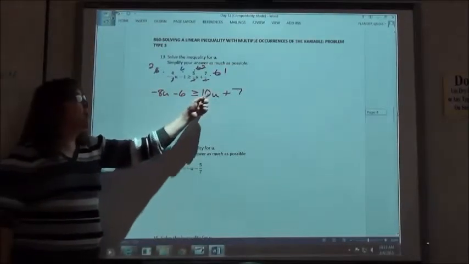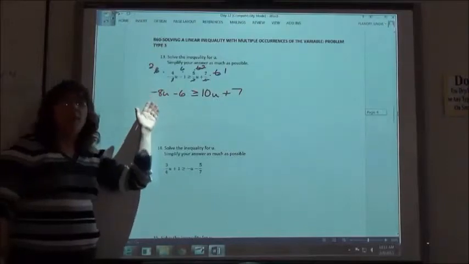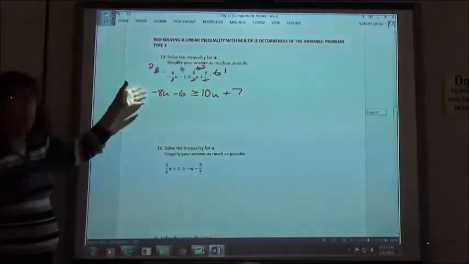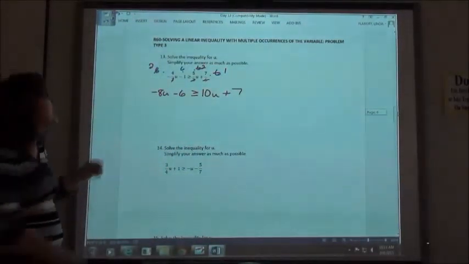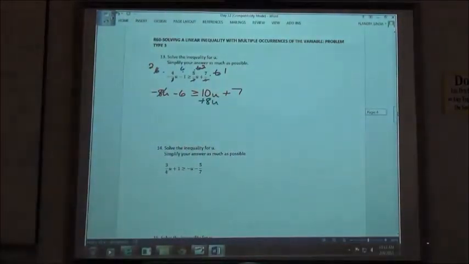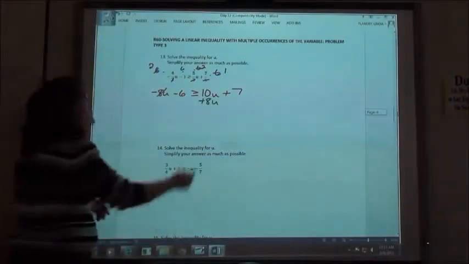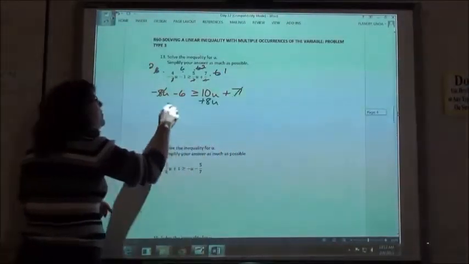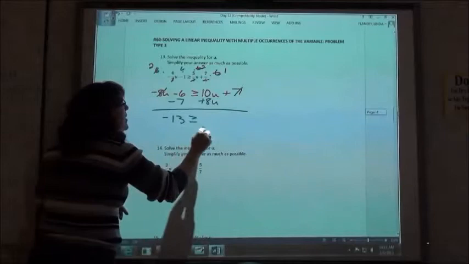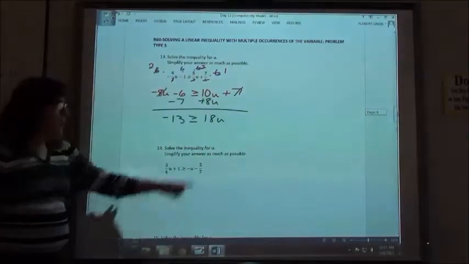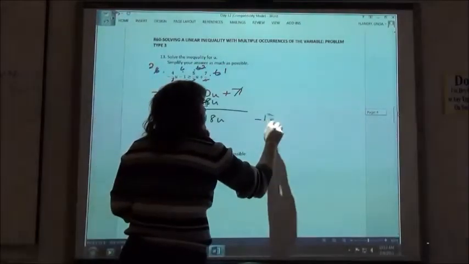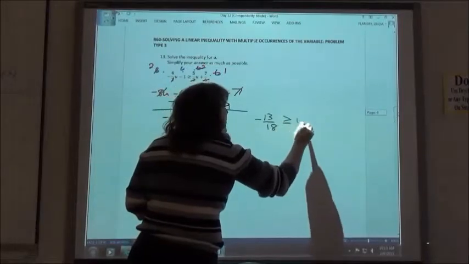Now, some people don't like to have that negative coefficient, so they move their variable whatever way makes their coefficient positive. So instead of moving this u to the left like we usually do when we solve equations, they might decide, let's move the u to the right, because then I have a positive 18 and I don't have to remember to flip my sign at the end. So if I move this over here to the right, that means I want to move this over here to the left. We would get negative 13 is greater than or equal to 18u. We then have to divide by the 18 to solve. So negative 13/18 is greater than or equal to u.